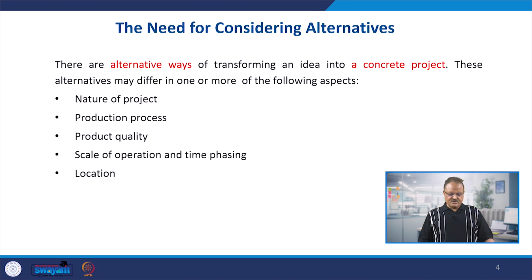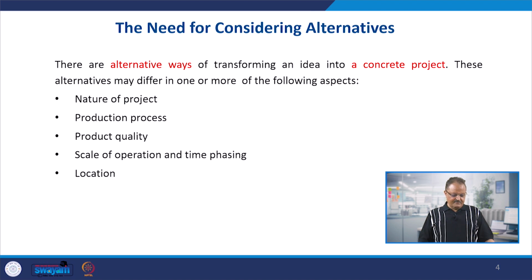So alternatives are always important, and in the technical analysis also we have to be very, very careful in considering the alternatives and selecting the best alternative or the best option. So finally we can say that there are alternative ways of transforming an idea into a concrete project, right? A number of ways and alternatives are there. These alternatives may differ in one or more of the following aspects, but finally you have to select the one which is going to give you the best value.